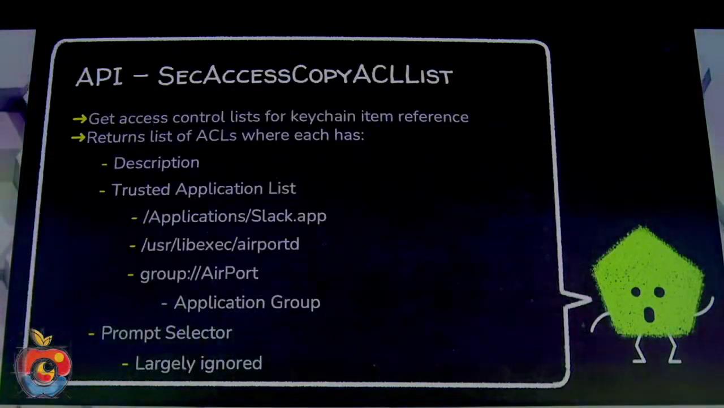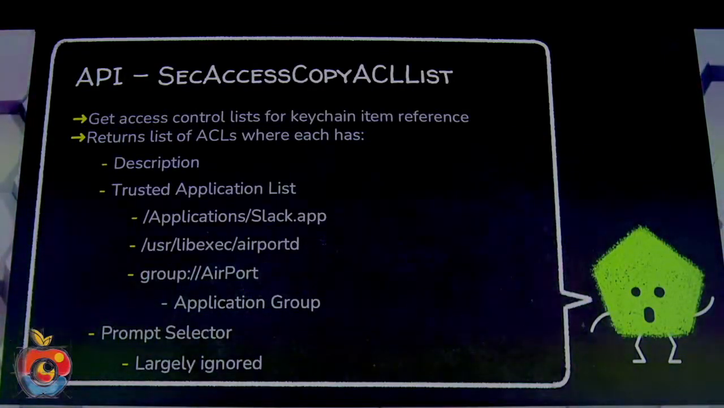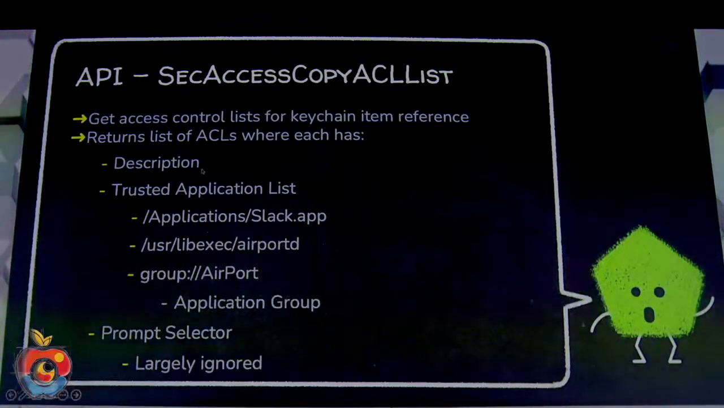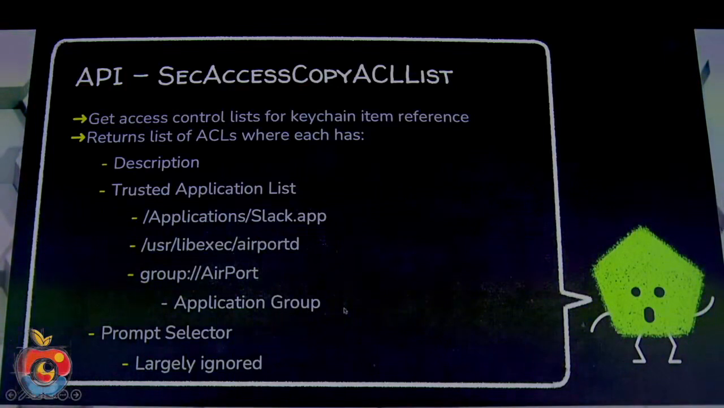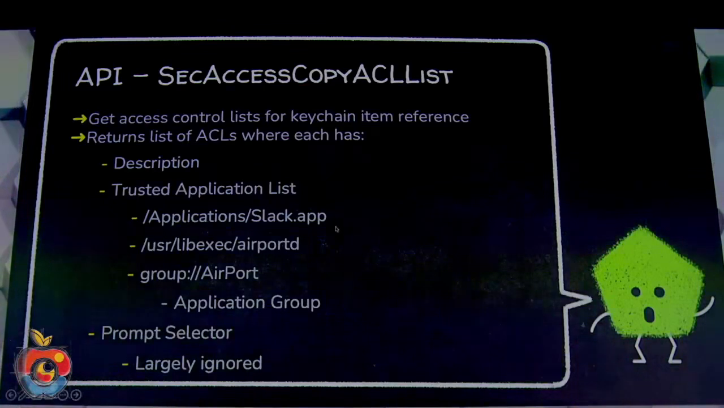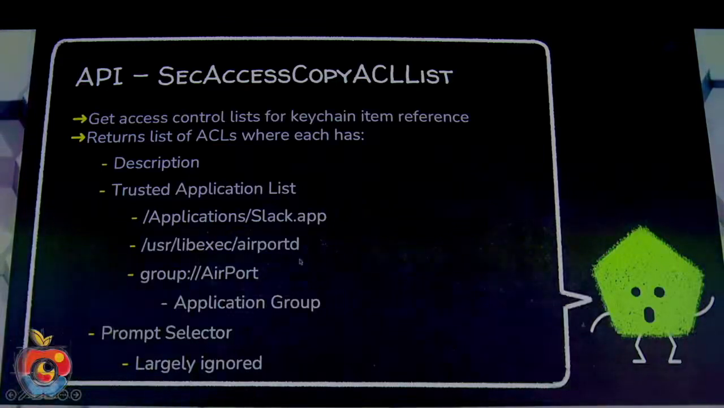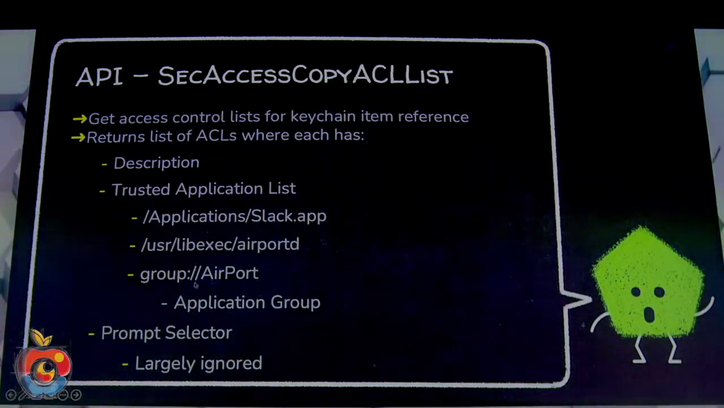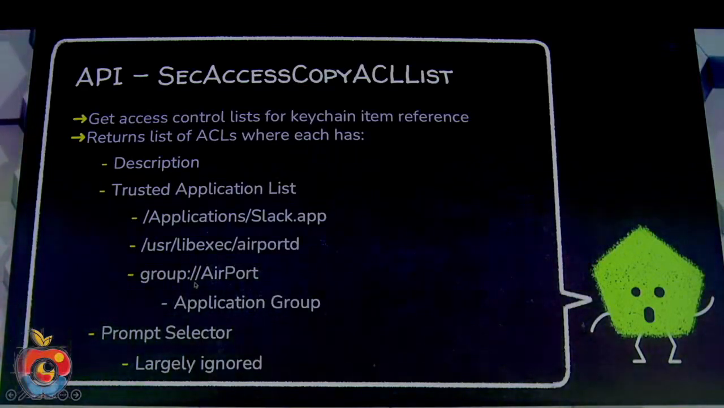Now, once we find something that maybe I'm interested in, like the Slack safe storage key, I then start looking at all the ACLs that are associated with it. So with that persistent keychain reference, you can go through and look at all the ACLs. You get the description, you get the list of trusted applications. This one is a little bit weird in that you can have a trusted application be a pointer to an application bundle, so in this case, /Applications/Slack. It can be pointing to a very specific binary, so in this case, /usr/libexec/airportd, or it can be pointing to an application group. And that's what we see down here, group://airport. So that's an application group. That's a way that you can share keychain entries across various applications.